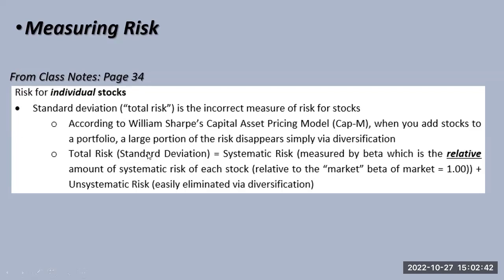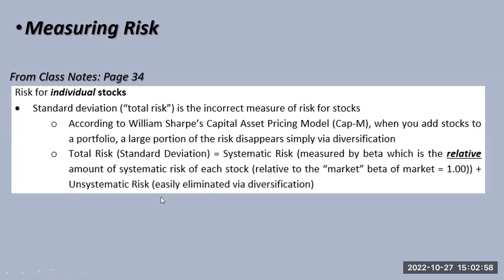Total risk of a stock has two components. If you're looking at your portfolio, your unsystematic risk should be pretty close to zero, so we'll just ignore that. And then we can use standard deviation as our measure. So there's not much left. But for an individual stock, the bulk of the risk.